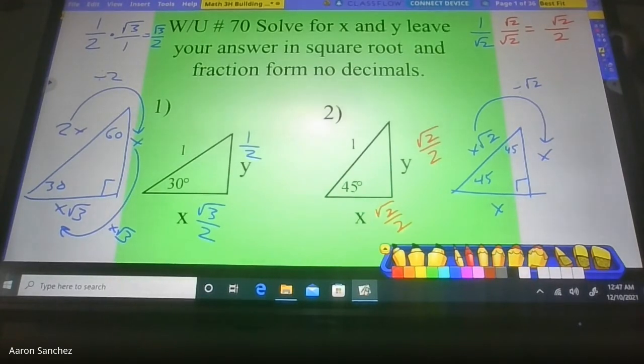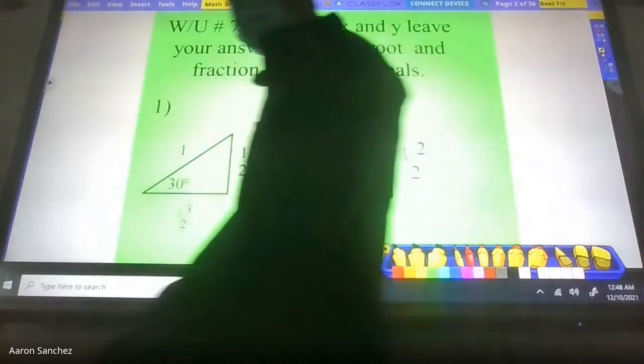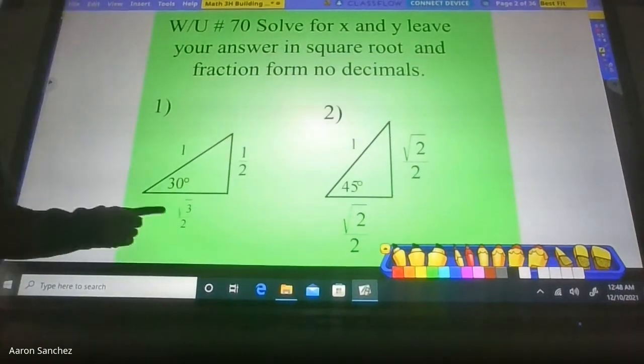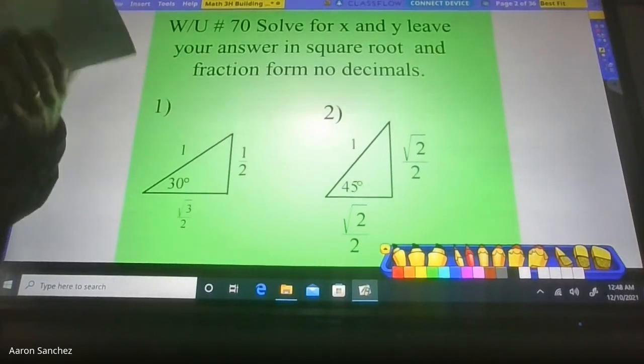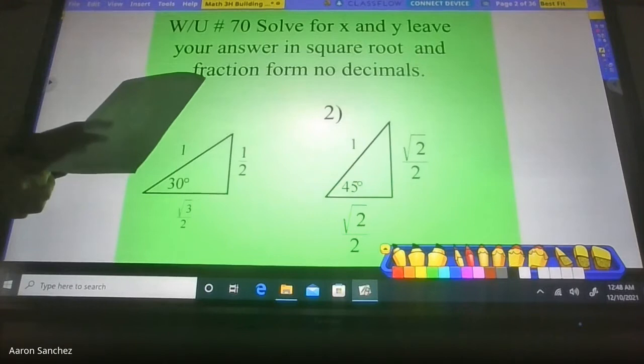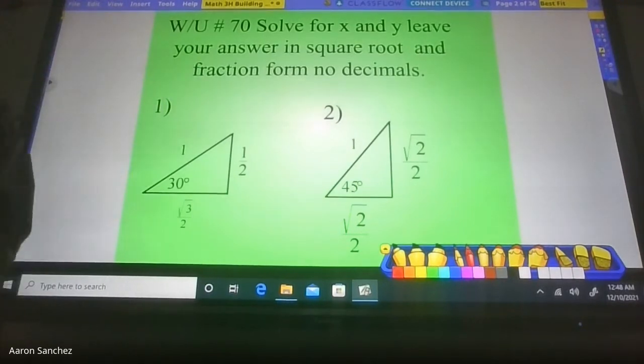Okay, there's your answers. Let's try to think here. On your unit circle, have these two triangles. Draw them on there somewhere on the unit circle in the corner. Somewhere you can see it. Maybe put the 30, 60, 90 here and the 45, 45, 90 here with these measurements. Okay.